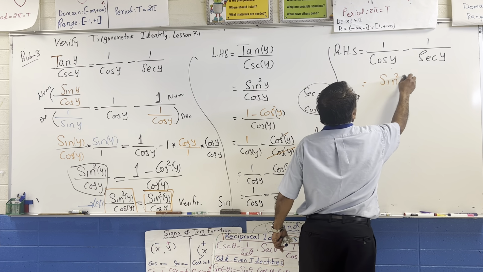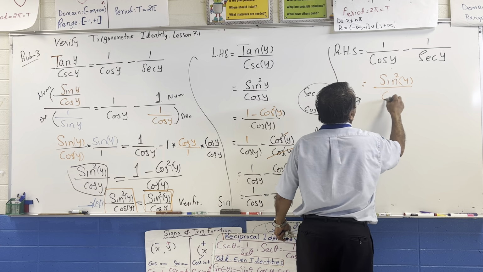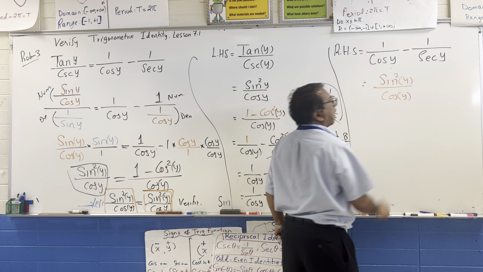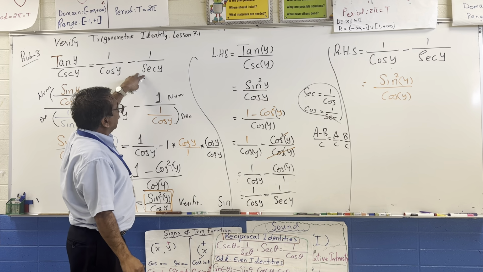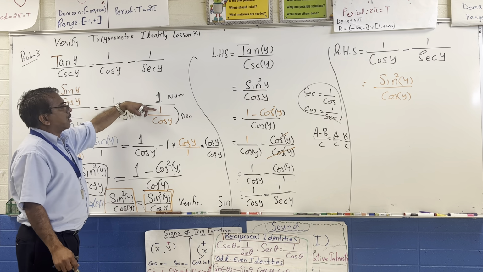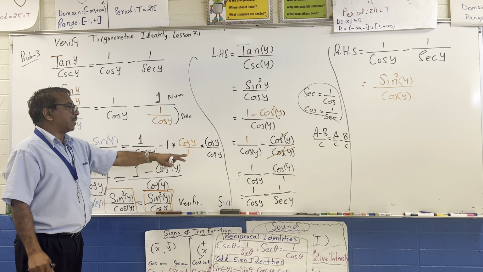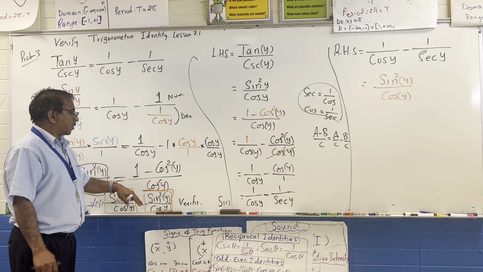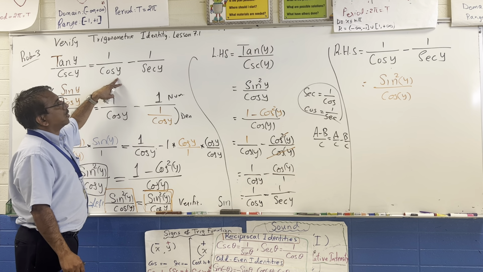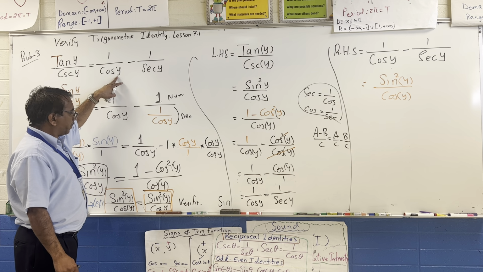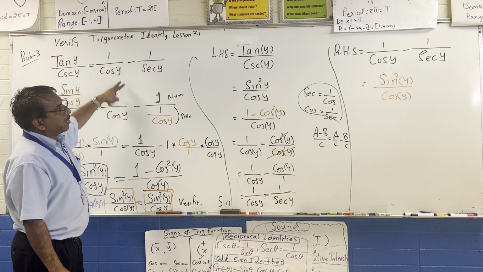Sine square y divided by cosine y. Okay. So you begin with the right side. Secant y is 1 over cosine, keep change flip, get the same denominator, and 1 minus cosine square. That's what you got. So you start with the right side, and you end up getting this.